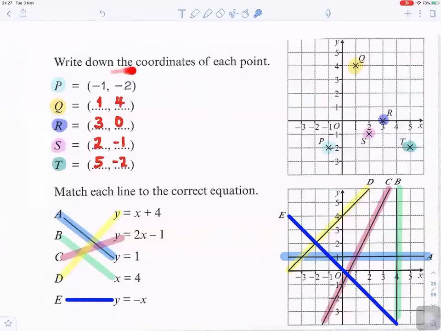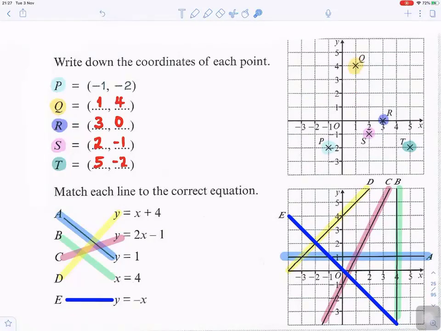Write the coordinates of each point. For example, point P, -1 in the x, -2 in the y. So -1 in x goes to the left and -2 comes down. That's point P. Point Q, 1 for x, 4 for y. 1 to the right, 4 up: 1, 2, 3, 4. That's point Q there.